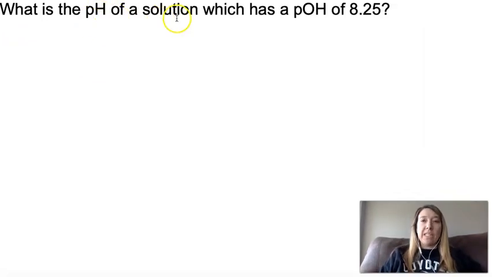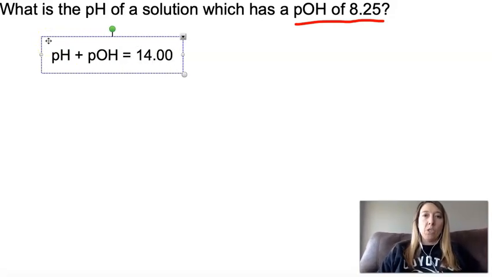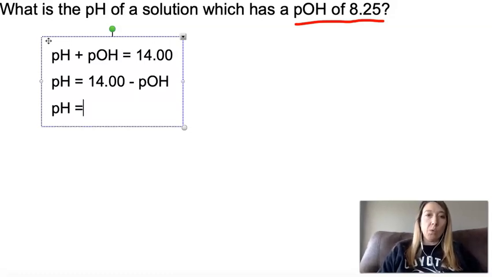Okay, so a really quick example, basically to show you how this would look. What is the pH of a solution which has a pOH of 8.25? So givens-wise, the only given we have is that the pOH is equal to 8.25. If we think about that equation we just talked about, we said that pH plus pOH is equal to 14. So we know what the pOH is, and we want to solve for pH. So we need to rearrange this, and we get that the pH is equal to 14 minus the pOH. So we can go ahead and plug those numbers in. I'm going to do 14 minus 8.25.